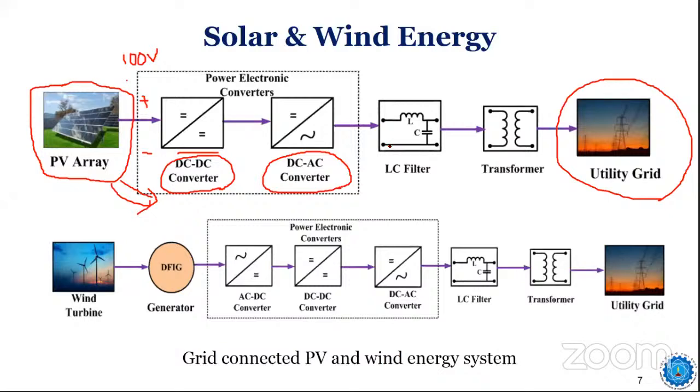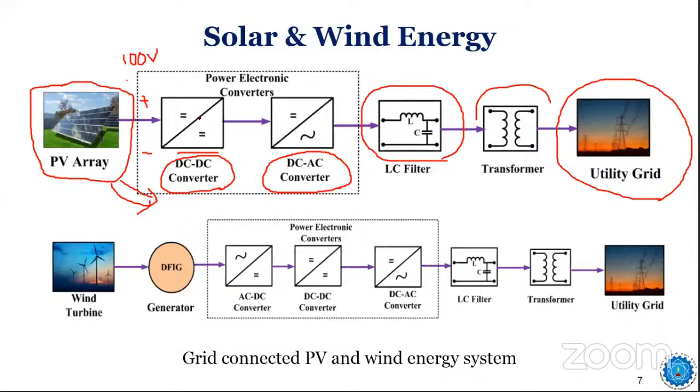to AC, and then to reduce some of the harmonics, we are fitting L type, LC type, or LCL type filters over here. And then transformers. Transformers are again step-up type transformers that are connected to the utility grid. So this is the overall block diagram of a photovoltaic system.